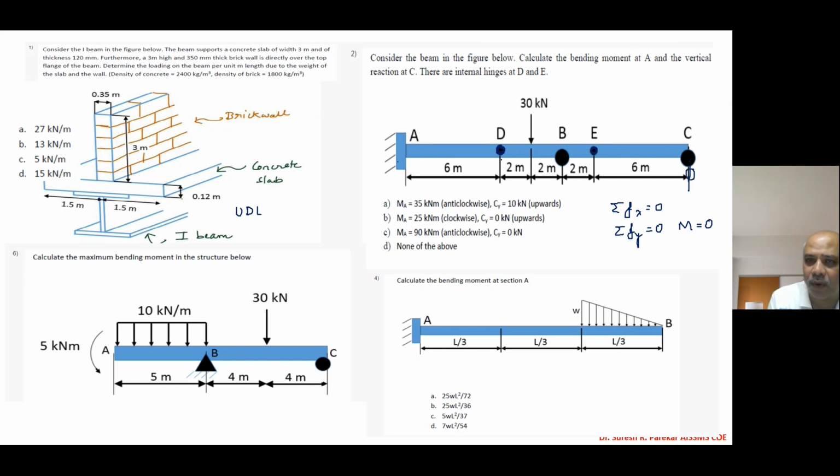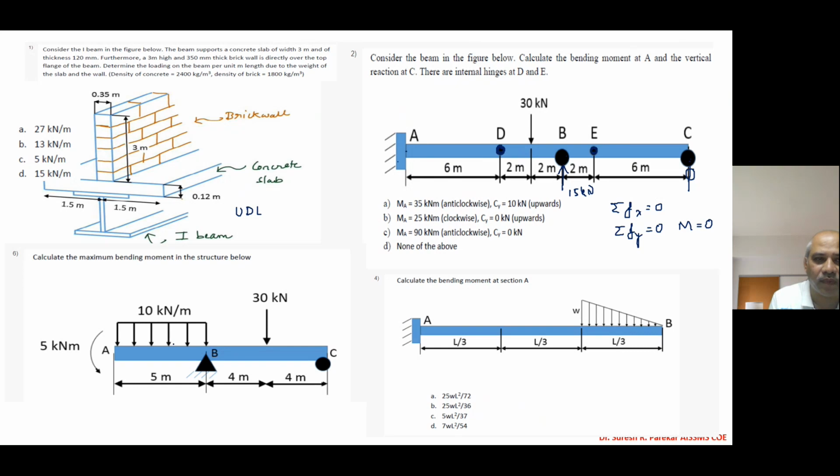Now when you will take moment about D, we are taking only right part. When we are taking moment about D, then we are going to get value of RB directly, because we are going to be RC 0 and directly RB we will take, and we will get value of RB that is equal to 15 kilonewton. And then by taking moment about A 0, we will get value of MA. So likewise, we have to solve these problems.